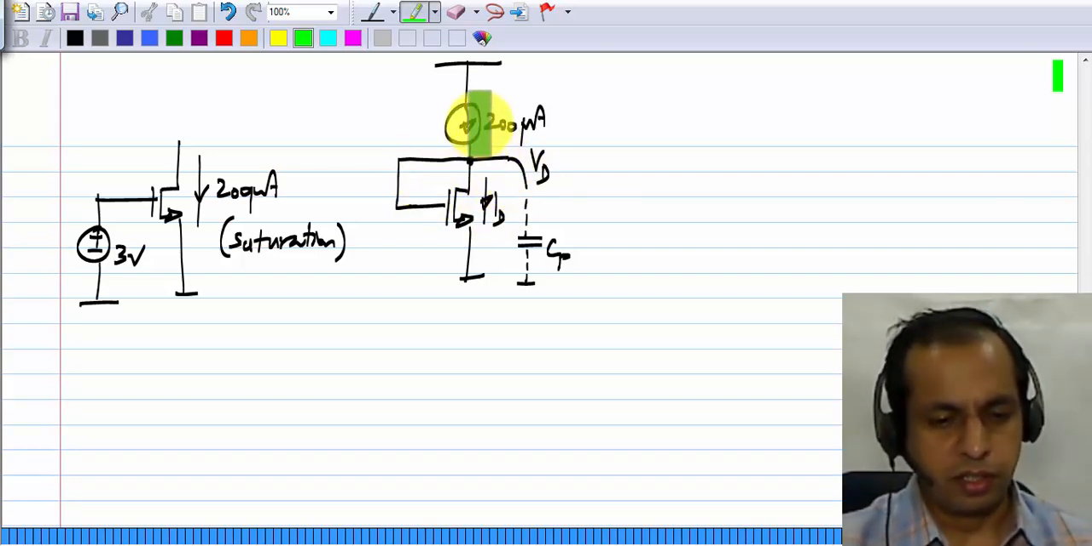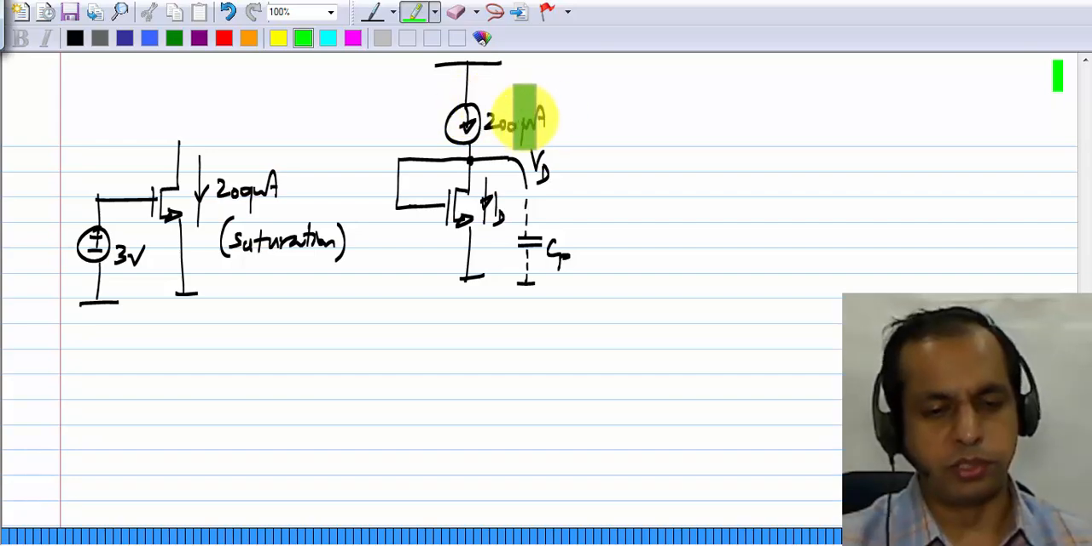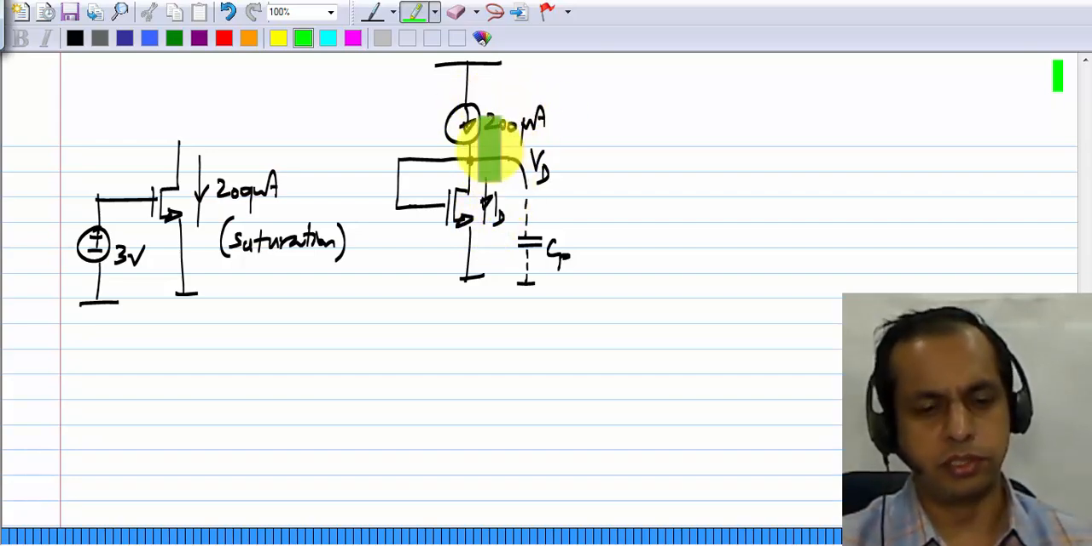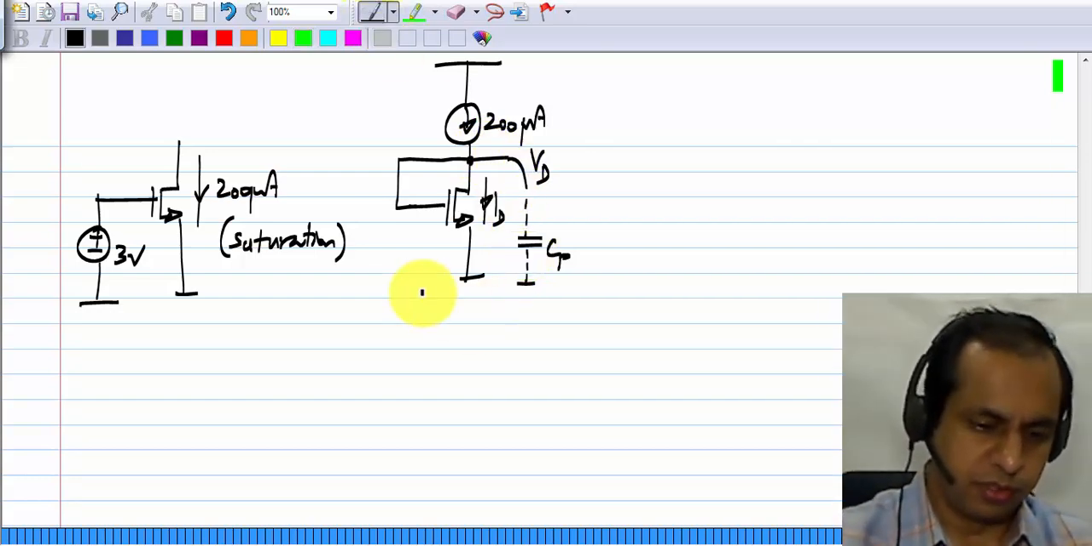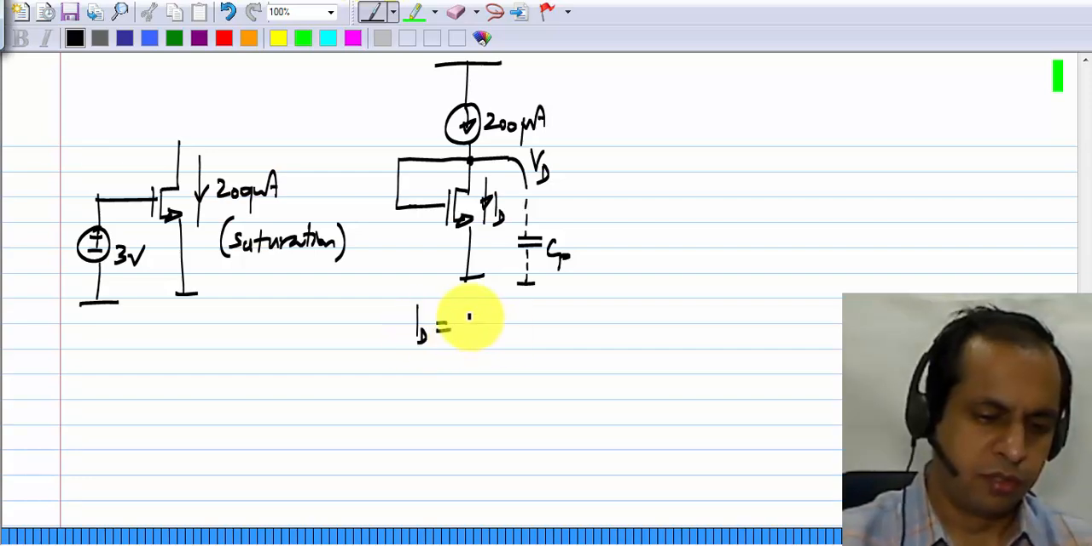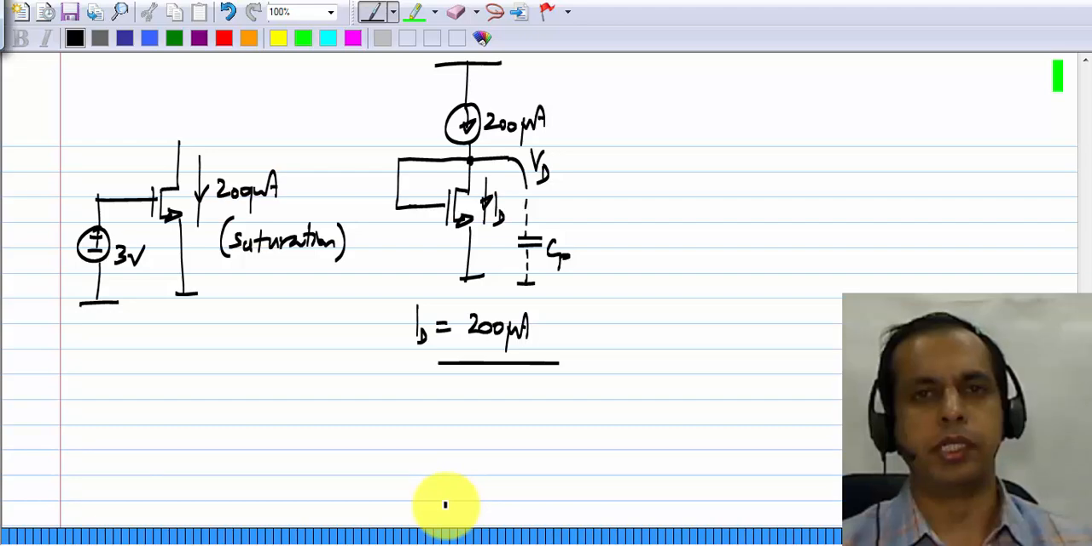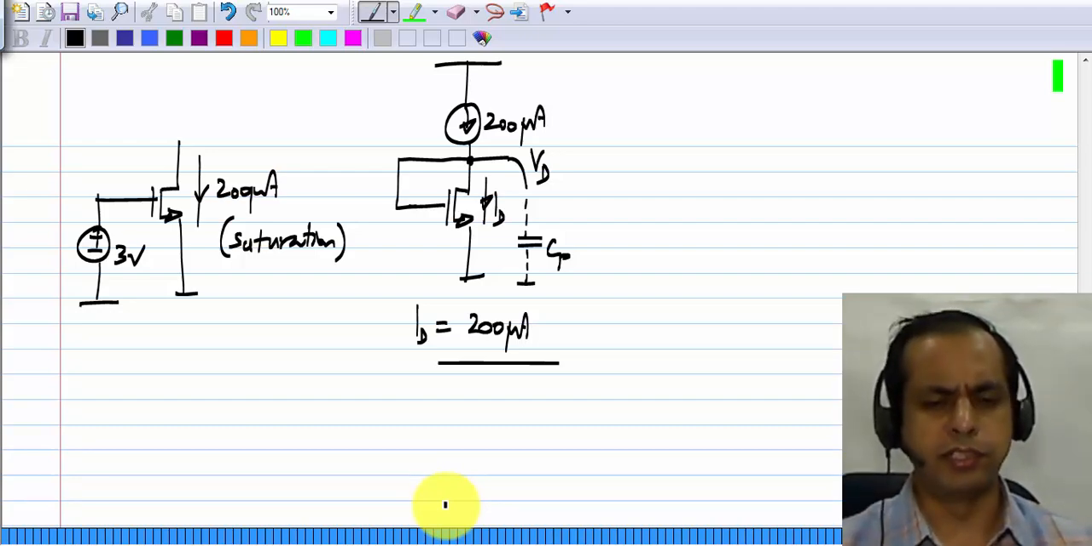So finally, the circuit settles down when this 200 microamperes and ID are exactly equal to each other, so that no current flows into the parasitic capacitor. Okay. So the circuit settles down to ID being 200 microamperes. Okay. Now why does this help?